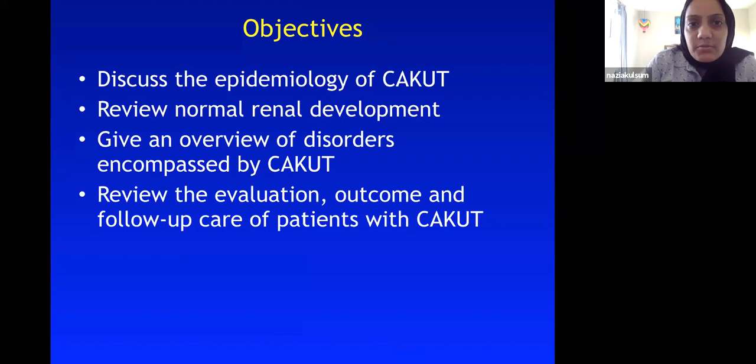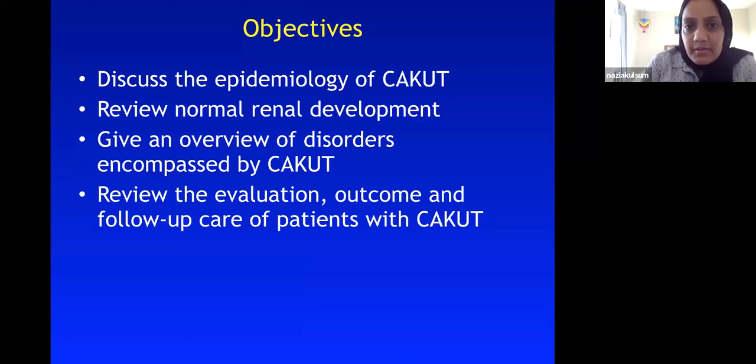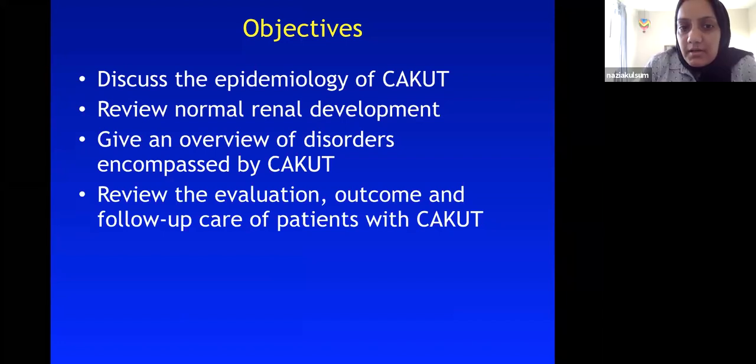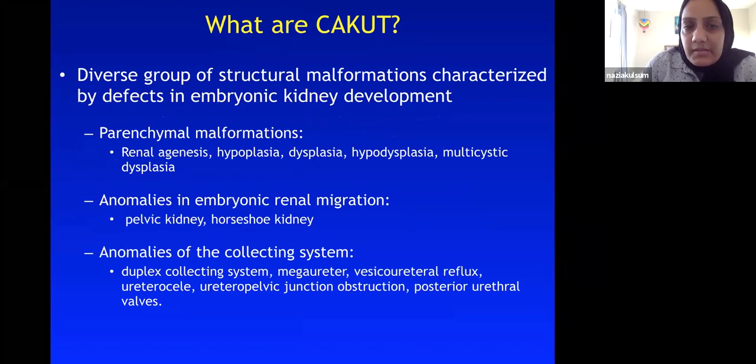We'll go over the objectives. So basically, we'll talk about the epidemiology of CAKUT, talk a little bit about what normal renal development includes, the different disorders under this broad terminology called CAKUT, and then look at how you evaluate them and what the outcomes are of patients who have these disorders. So CAKUT basically includes all the structural malformations of both the kidney and the urinary tract.